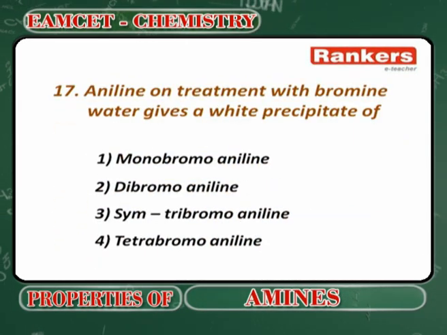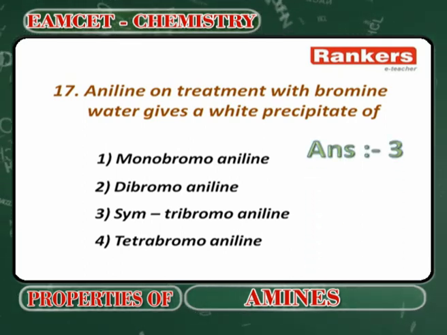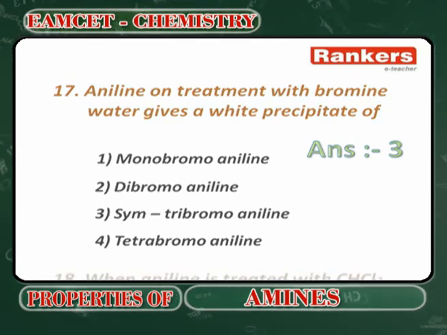Next, aniline on treatment with bromine water gives a white precipitate, that is 2,4,6-tribromoaniline, also known as symmetric tribromoaniline. The answer 3 is the right answer.